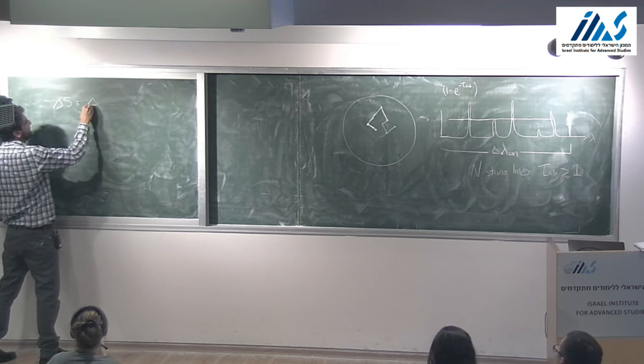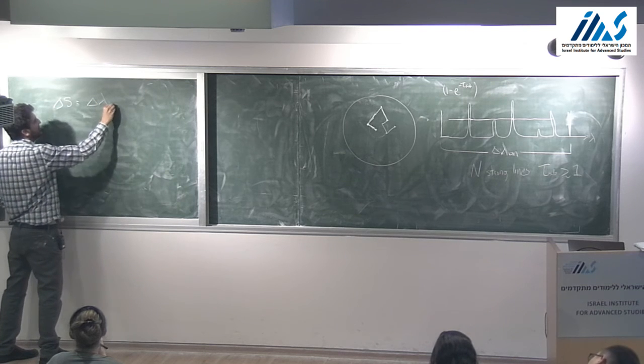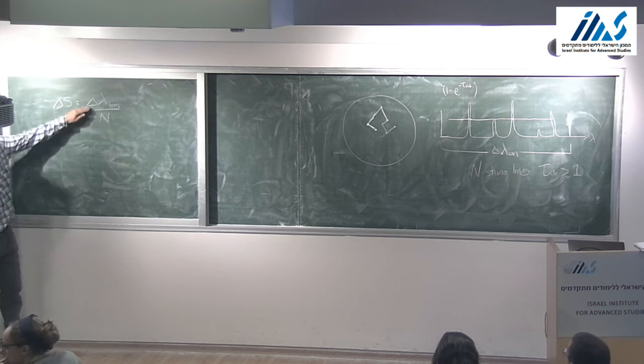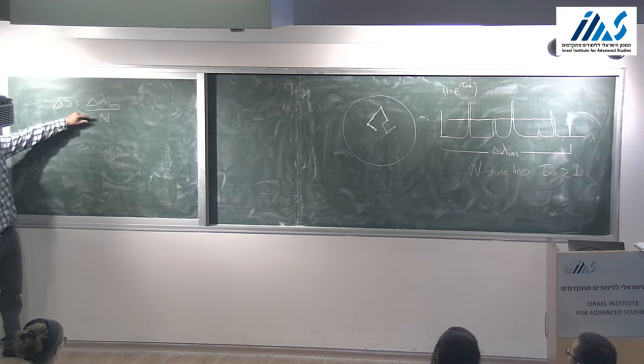So the average spacing of the lines is, say, the bin size divided by the number of strong lines.